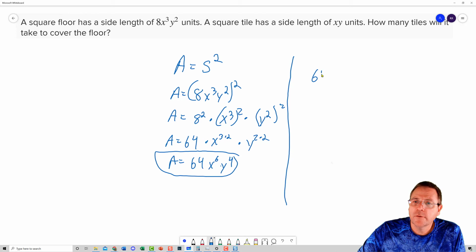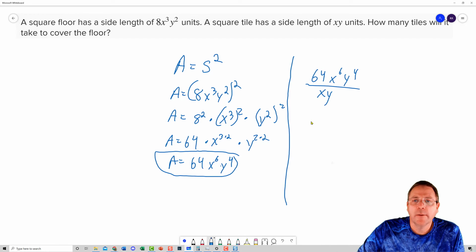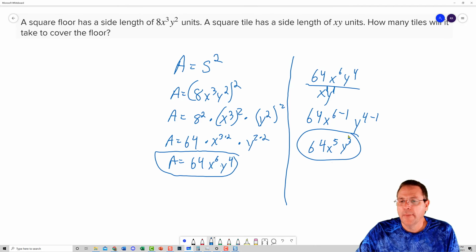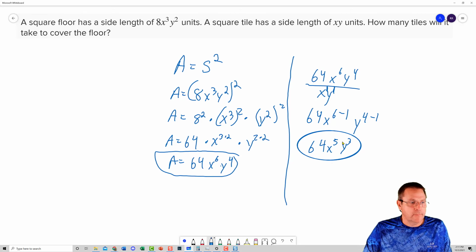We're going to take the 64 x to the 6th, y to the 4th, and divide it by xy. Well, when we did that before, what we would have done is 64 x to the 6th minus 1 for this one right here, and y to the 4th minus 1 for this one right here. That means your final answer is going to be 64 x to the 5th, y to the 3rd, and that's what I'm going to put in for my answer.